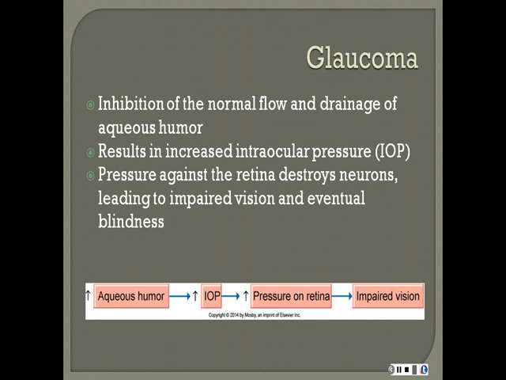So first we'll talk a little bit about glaucoma. This is a group of eye disorders that damages the optic nerve. Inhibition of the normal flow or drainage of aqueous humor is the problem, which results in increased pressure. Pressure against the retina then destroys the neurons, which leads to impaired vision and then eventually to blindness.